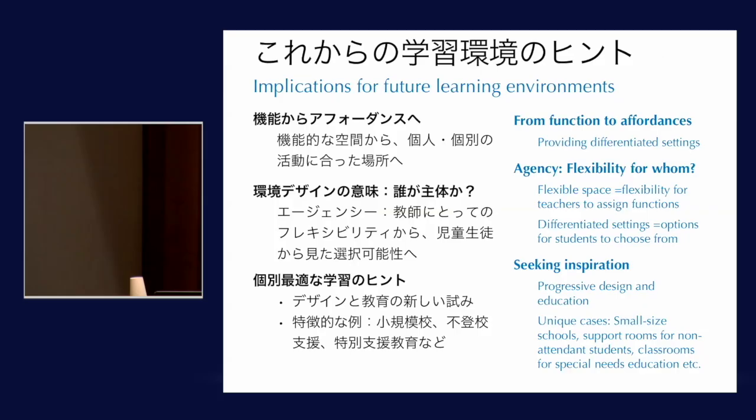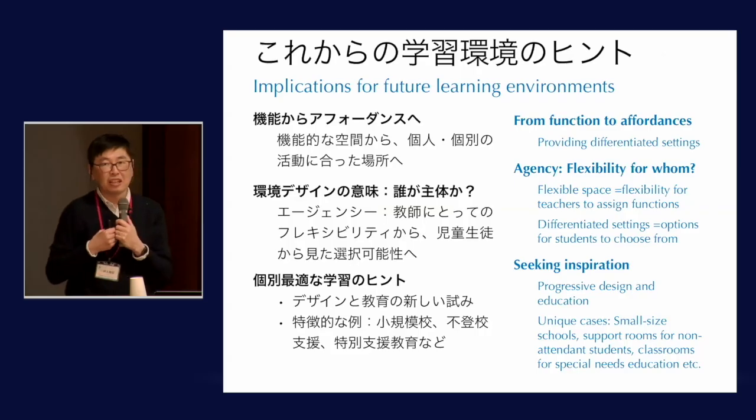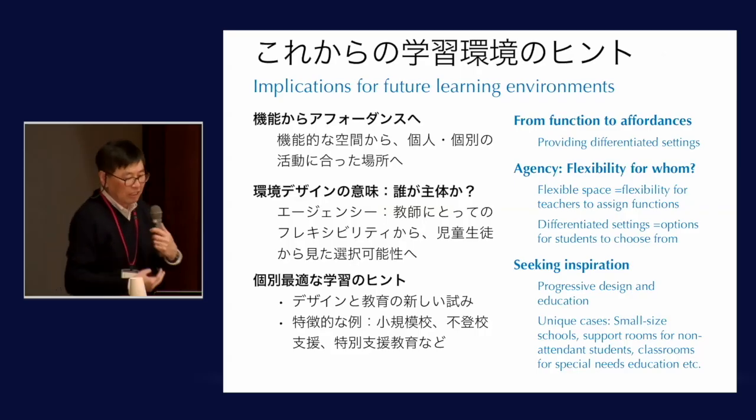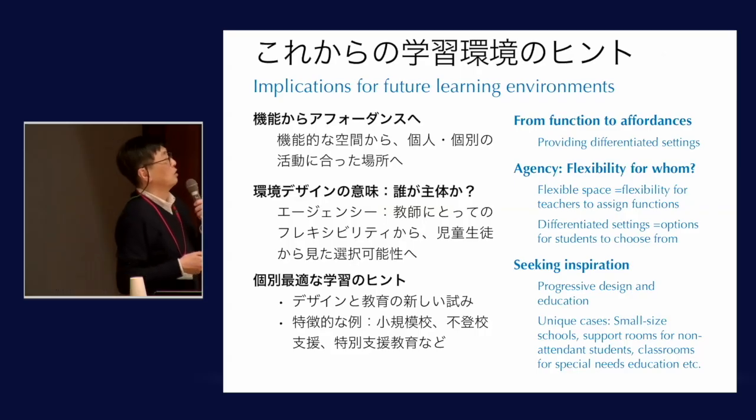What the space offers is a shift from function to affordance. Recently, I am talking about this one. For this purpose, this kind of space needs to be prepared. For example, this student wants to be alone, and this student wants to work together with other students. That is why we need to correspond to this kind of need.